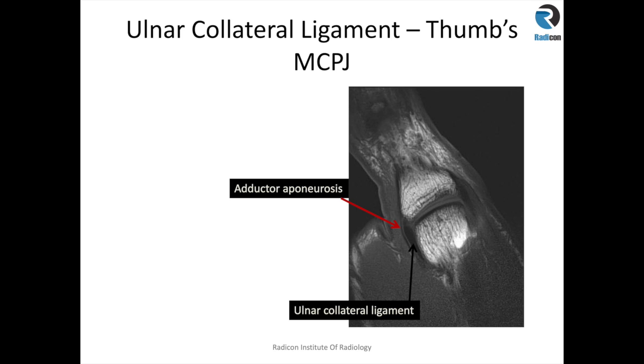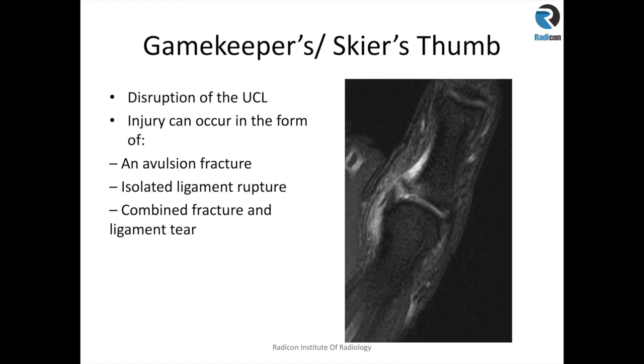band of tissue. With disruption or injury of the UCL in gamekeepers or skiers thumb due to the mechanism of injury, you can get either partial thickness tear like here of the UCL, or you may get associated avulsion fractures where the UCL attaches onto the metacarpal or proximal phalanx.